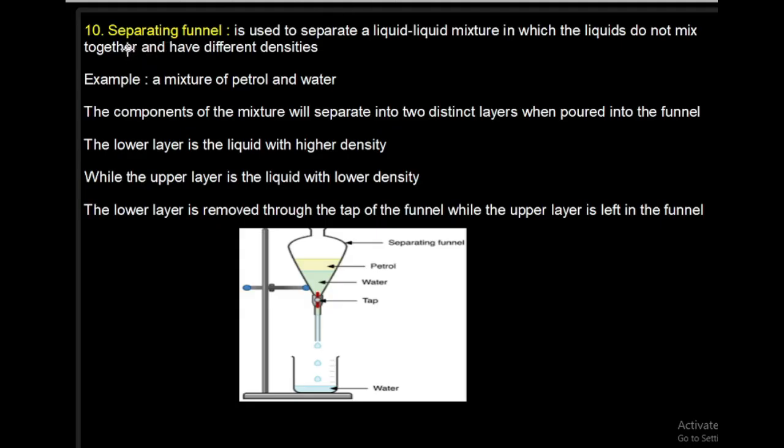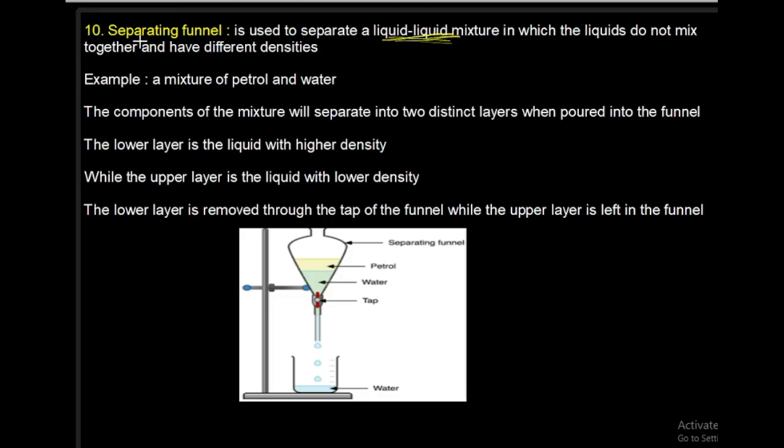Now the next one is separating funnel. This is used to separate a liquid mixture. Emphasis on this. Separating funnel, liquid mixture. Though it is different from fractional distillation. Fractional distillation also involves liquid mixture. The only difference is that fractional distillation involves two miscible liquids, whereas this separating funnel involves two immiscible liquids. That's liquids that do not mix with each other.